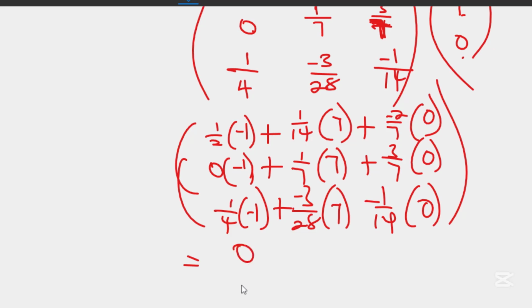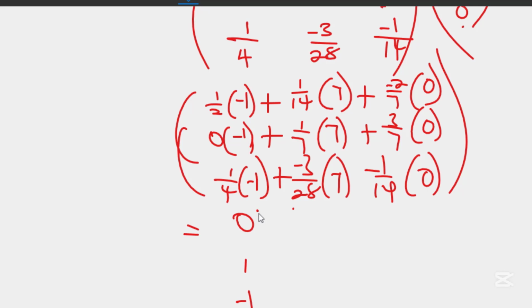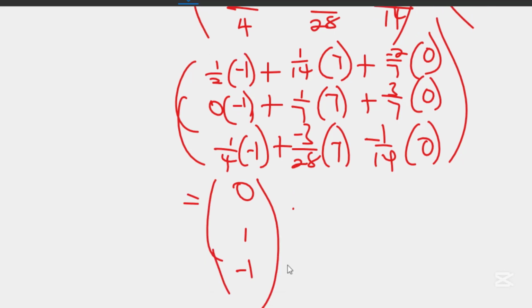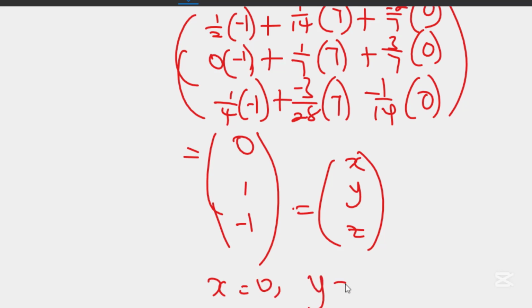So punching this on the calculator gives us 0, 1, negative 1. So these are the answers for the variables. Therefore, when we compare this to the variables x, y, z, we have that x is equal to 0, y is equal to 1, and z is equal to negative 1.